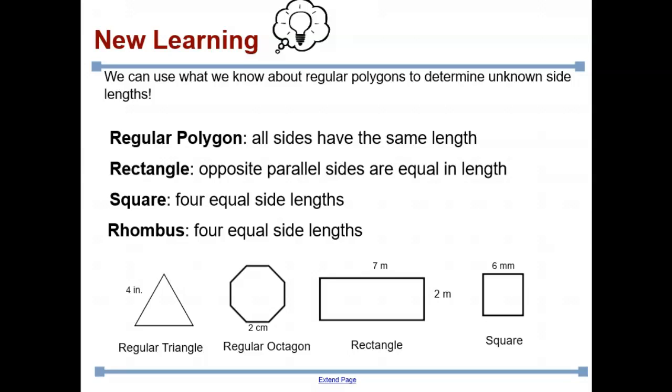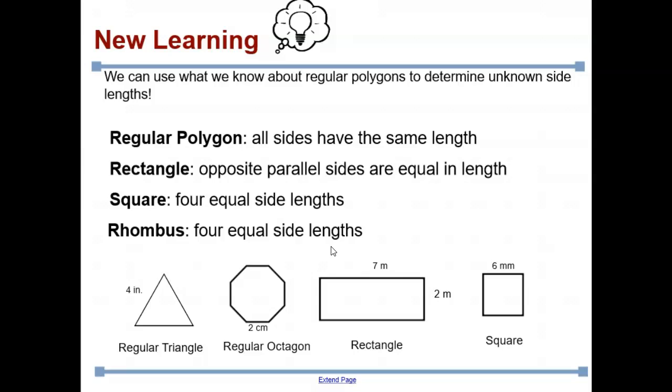Here is our new learning today. So you're going to use what you know about regular polygons to determine unknown side lengths of polygons. So regular polygons are polygons where all sides have the same length. We know a characteristic of rectangles is that their opposite parallel sides are equal in length. We know that squares have 4 equal side lengths, and we know rhombuses have 4 equal side lengths as well.